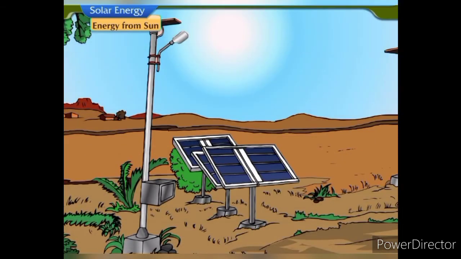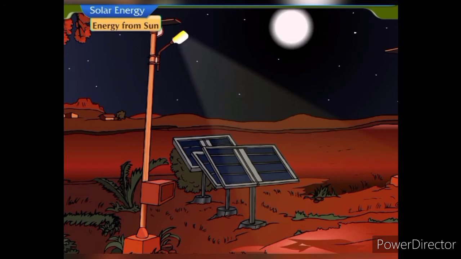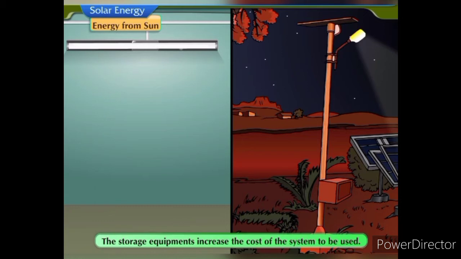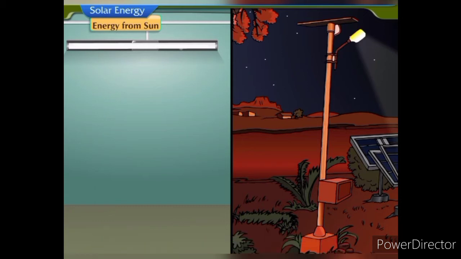Because of these problems, it becomes necessary to store available solar energy when the sun is shining. This stored energy can be used during the period when solar energy is not directly available. But the storage equipments increase the cost of the system to be used. Thus, the real challenge in utilizing solar energy as an alternate source of energy is to make it cheaper. New technology has been developed to harness solar energy in an efficient and conventional way.